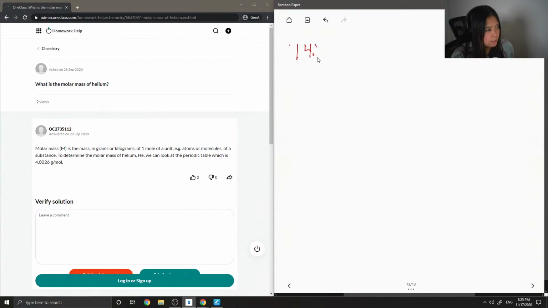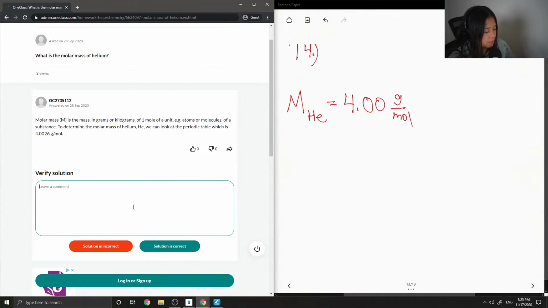Question 14 just asks, what is the molar mass of helium? So you can just find this on the periodic table. The molar mass of helium is 4.00 grams per mole. And if we look at our junior tutor's answers, they say molar mass is the mass in grams of 1 mole of a unit of a substance. Yep, so they got the same thing.